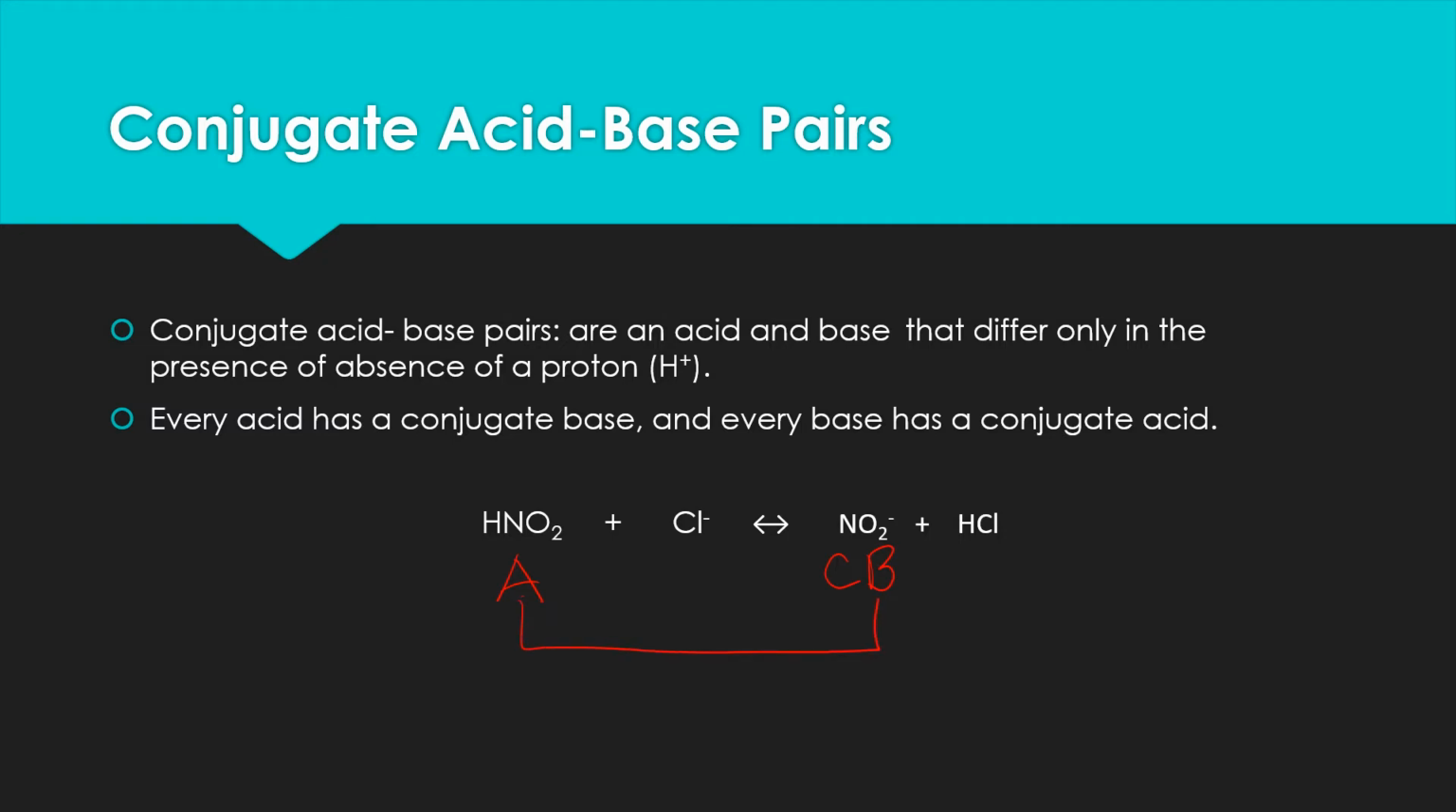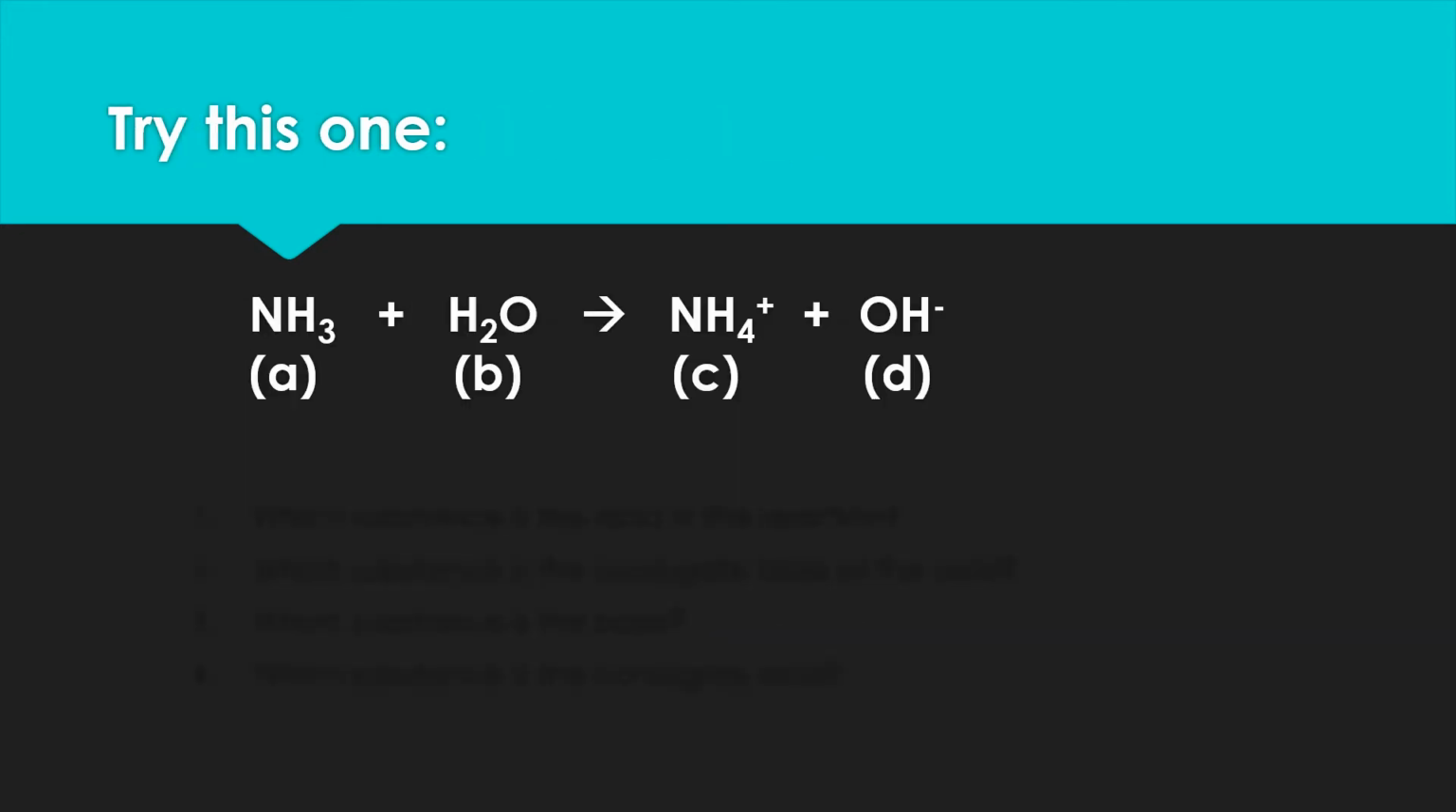Now my chlorine has to be my base because it's my only other reactant. We can see that it gains the hydrogen, becomes HCl, and that is the conjugate acid. And you can see that H in front, so it's acting like an acid there. So here we have our conjugate acid-base pair. So we can always pair those up and see how they relate to each other by a hydrogen ion.